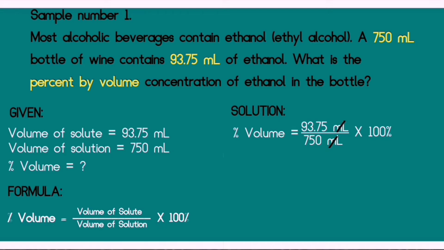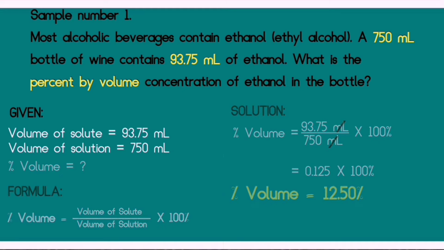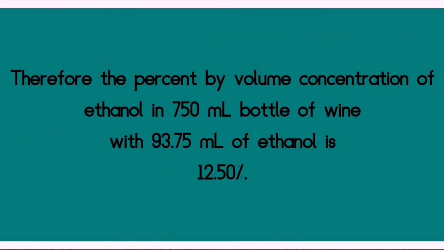Then, 93.75 divided by 750 equals 0.125, and multiply it to 100%. The answer is 12.50%. Therefore, the percent by volume concentration of ethanol in 750 ml bottle of wine with 93.75 ml of ethanol is 12.50%.